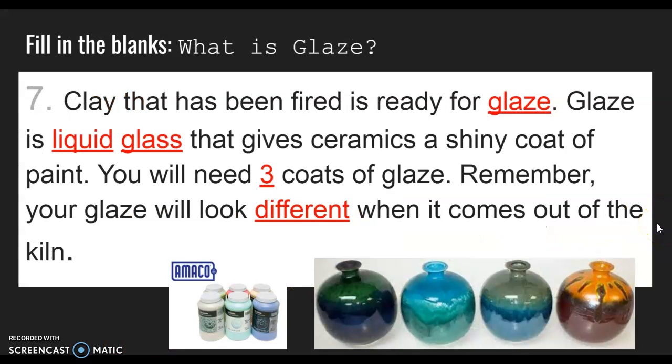Now, clay that has been fired is ready for glaze. Glaze is liquid glass that gives ceramics a shiny coat of paint. You will need 3 coats of glaze. Remember, your glaze will look different when it comes out of the kiln.